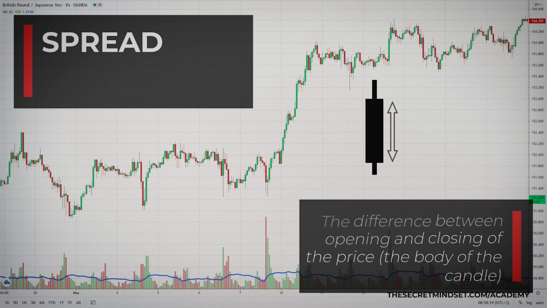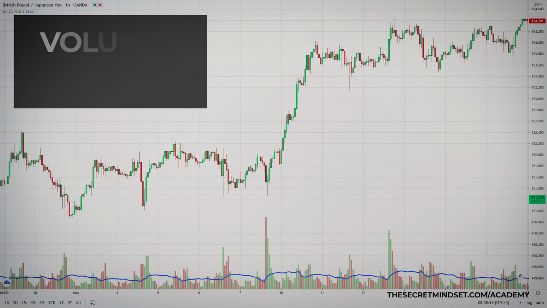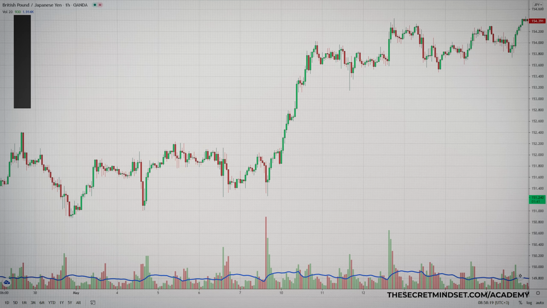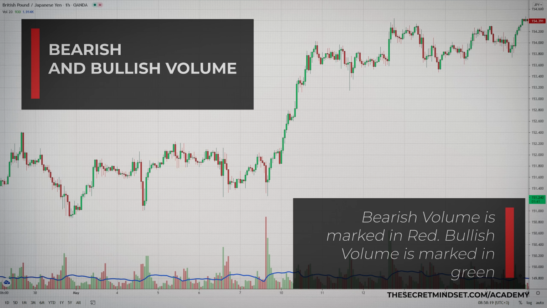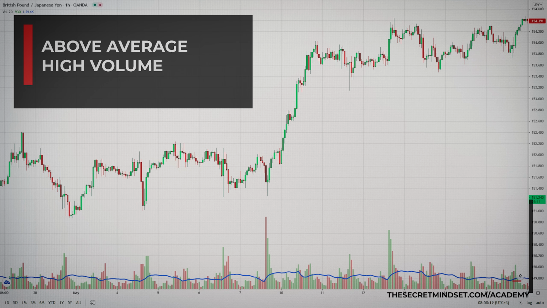We have the spread, which is the difference between opening and closing of the price. Then the volume, which is the frequency of transaction of the price change during a specified period of time. Then the bearish and bullish volume. Bearish volume is marked in red and it shows bearish activity, and bullish volume is marked in green and it shows bullish activity. Then we have above average high volume.